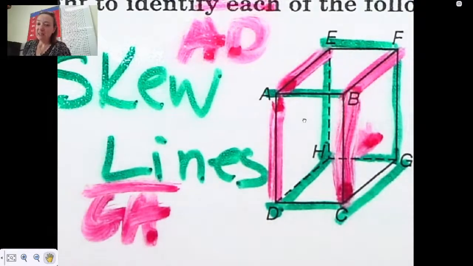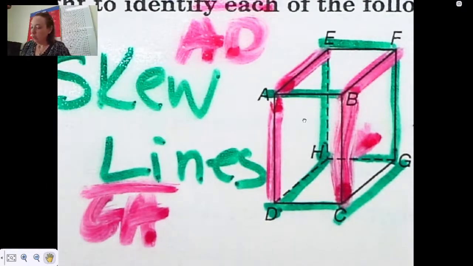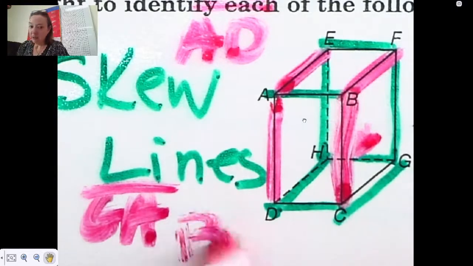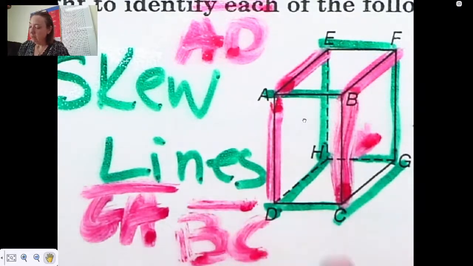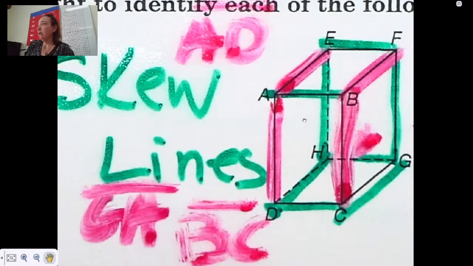And then y'all see BC right there? So BC is also one. All we found was skew to HG. So they don't cross HG, but they're not parallel to HG. Yeah, I know number 4 says CD, but I picked HG, and that's what we went with. So those are skew to HG.